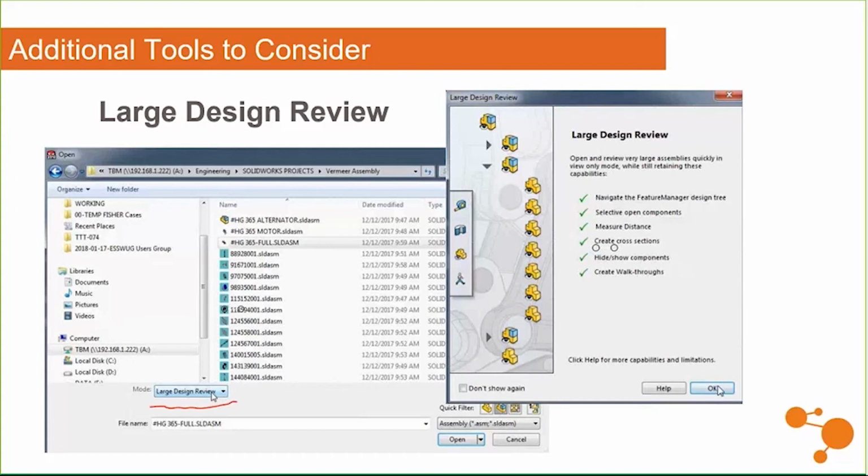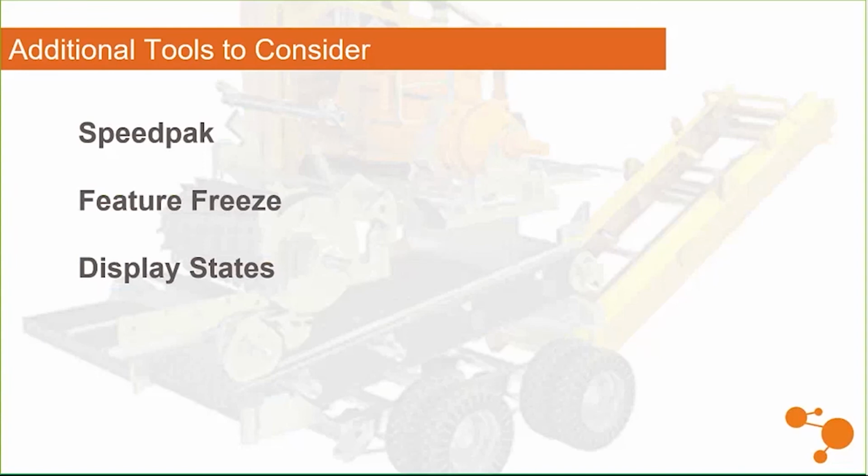The biggest thing is measuring. You can open and do some sectioning, hiding of parts, things like that. But you're not going to be able to start mating parts and things of that nature when open in large design review. But the file will open very quickly. I think I didn't put a note on here, but our Vermeer assembly maybe opened in 10 seconds with large design review. I mean, it's intended to get big stuff open quickly, but highly limit what you can do.